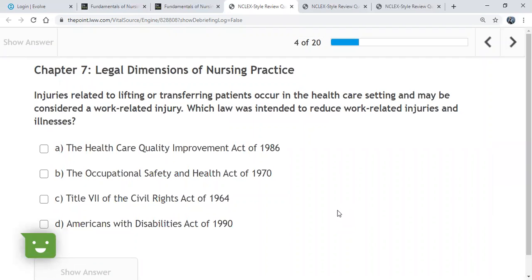Injuries related to lifting or transferring patients occur in a healthcare setting and may be considered a work-related injury. Which law is intended to reduce work-related injuries and illnesses? OSHA. Yeah, B. OSHA is all about me, the employee.